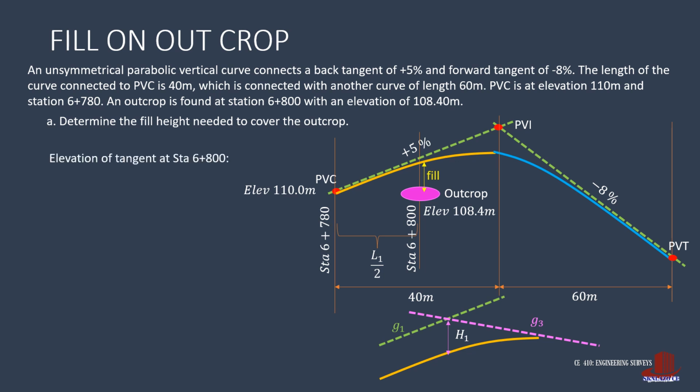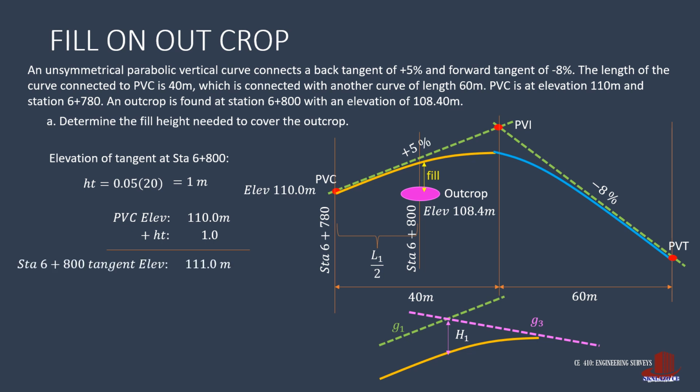The next parameter to consider is the elevation of the tangent at station 6 plus 800. This is solved by using the gradient and PVC, giving height as 0.05 of 20 meters. 20 meters is L1 over 2, as we are referring the computation from PVC. The height turns out as 1 meter. Starting from the point with known elevation, PVC, of elevation 110 meters, raise this height by 1 meter to reach the tangent elevation of station 6 plus 800. The tangent height is then 111 meters.